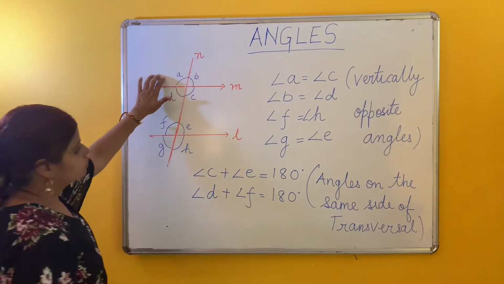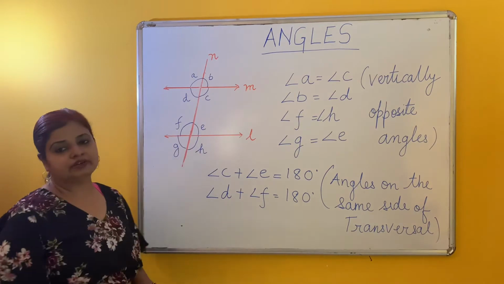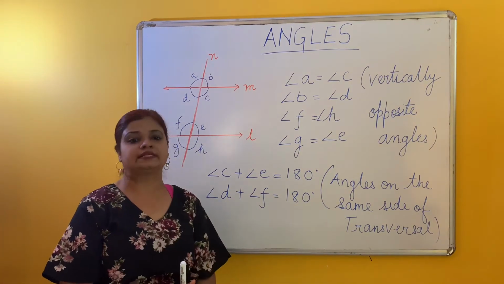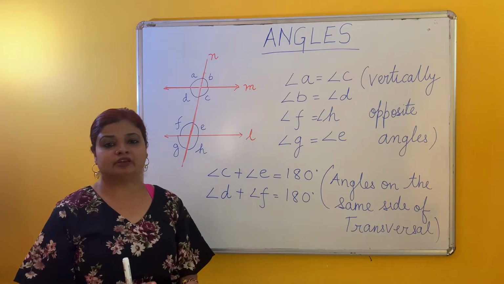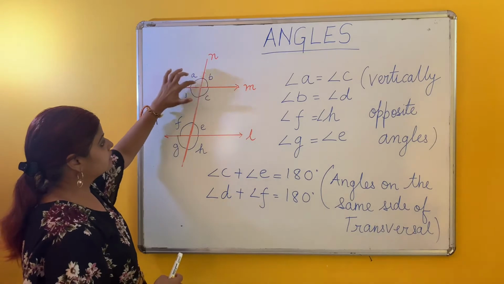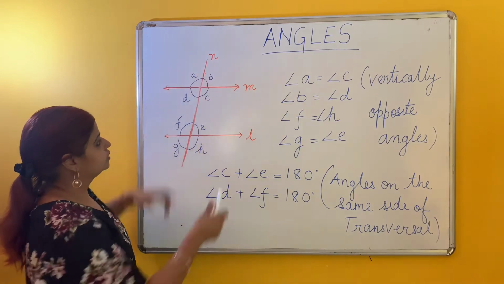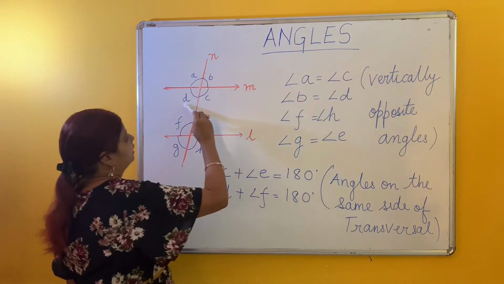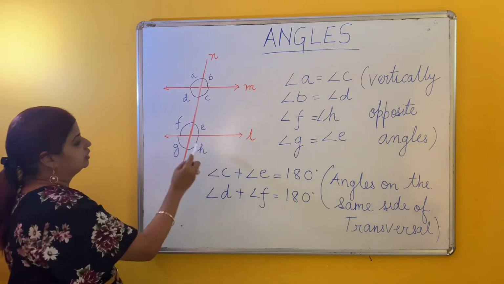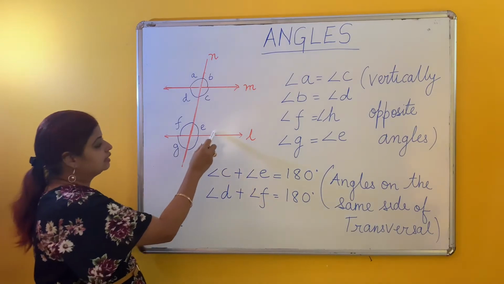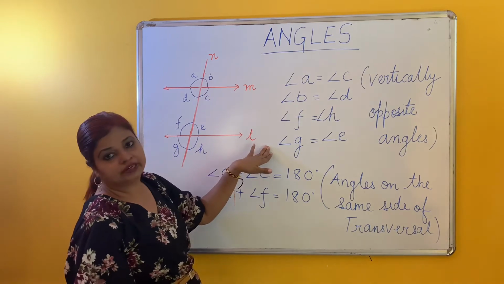Since M and L are parallel lines and N is the transversal, we have the following properties. First, let's see which are vertically opposite angles. You know that, right? Vertically opposite angles are formed whenever two lines intersect, and they form two pairs of vertically opposite angles. So here these two lines are intersecting, and these are the two pairs of angles formed here. So angle A is equal to angle C and angle B is equal to angle D on this side. Same thing here, angle F is equal to angle H and angle E is equal to angle G. So these are four pairs of vertically opposite angles.